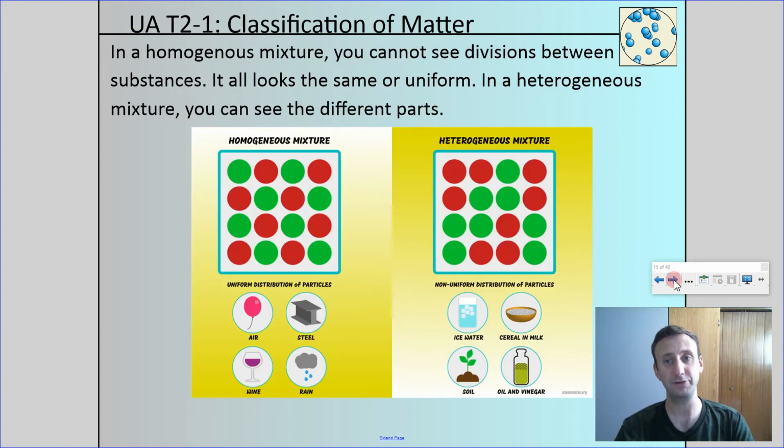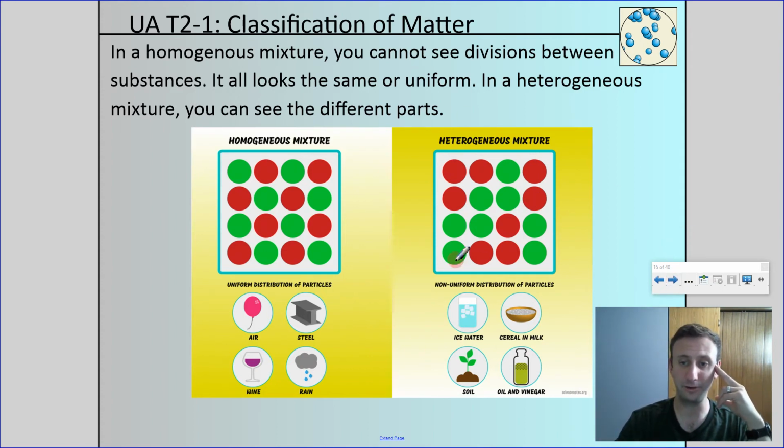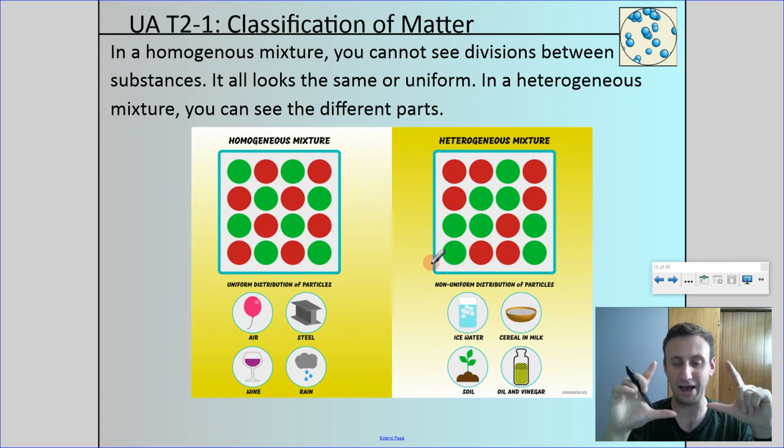So in a homogeneous mixture, you cannot see divisions between substances. It all looks the same or uniform, so you can't tell the different parts. The particles are so evenly distributed, they're all spread out and mixed together so well that it all looks the same. But in a heterogeneous mixture, that's not the case. You have groups of particles of one pure substance that's together, and then groups of particles of the other pure substance that's together. And so as a result, you can see these distinct boundaries, these different parts to it.